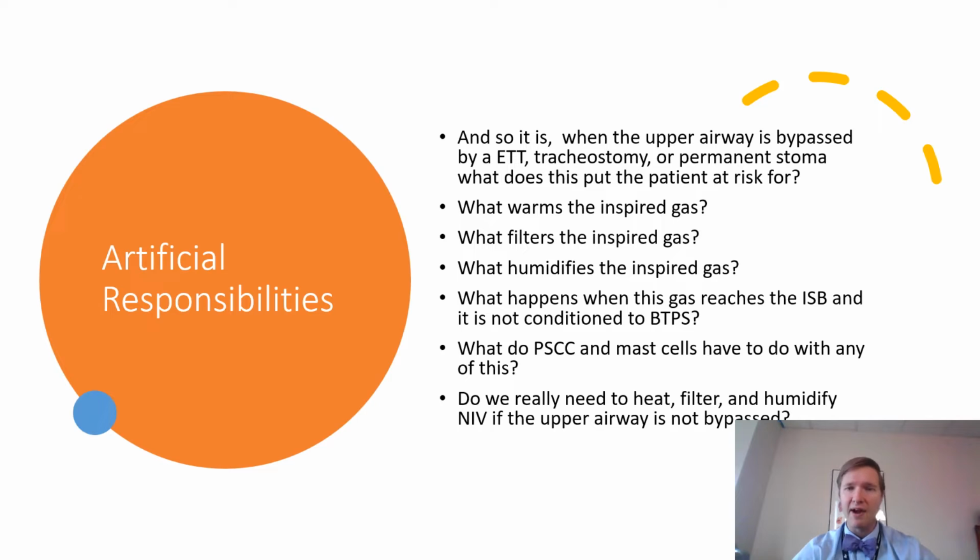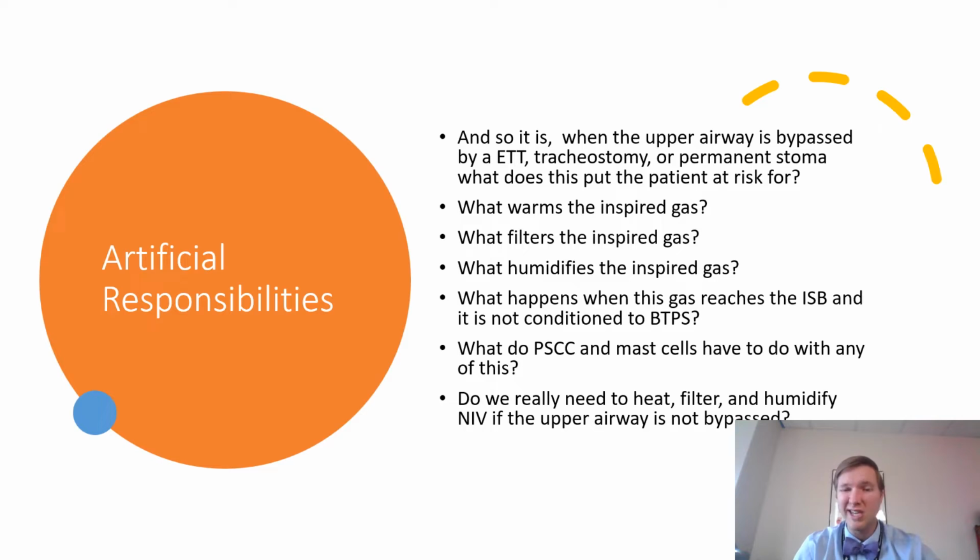So the upper airway, whenever we bypass it with an endotracheal tube, a tracheostomy tube, even patients with permanent stomas, that puts the patient at a lot of risk. What will warm the inspired gas if they're breathing through an open stoma, right? Hopefully they're breathing in some through their nose, but odds are most of that gas is going through that stoma. So what will warm the inspired gas? What filters that inspired gas? What happens when this gas reaches the isothermic saturation boundary and it's not conditioned to body temperature, pressure, saturated? What does pseudostratified ciliated columnar epithelium and mast cells have to do with any of this?